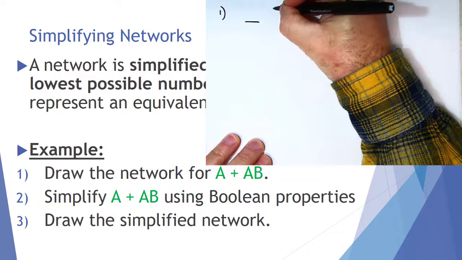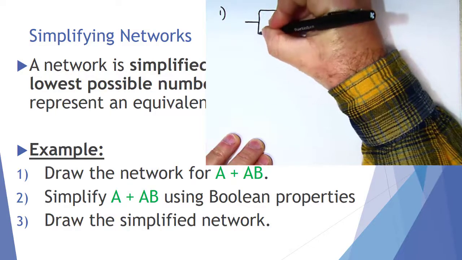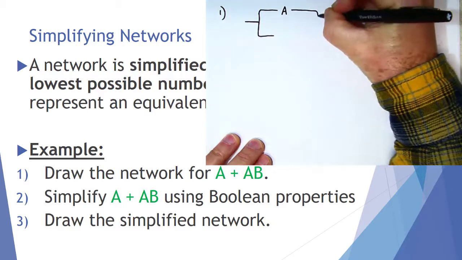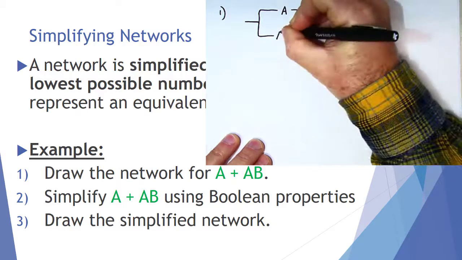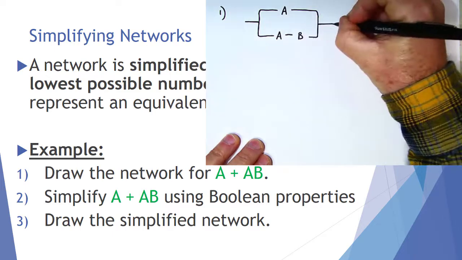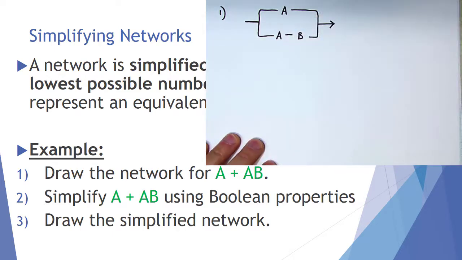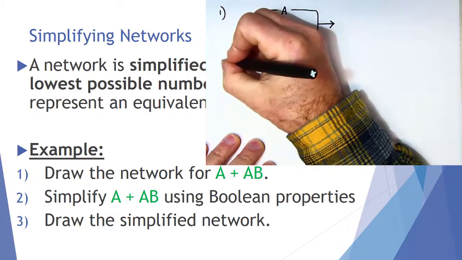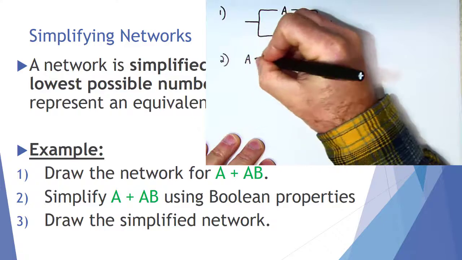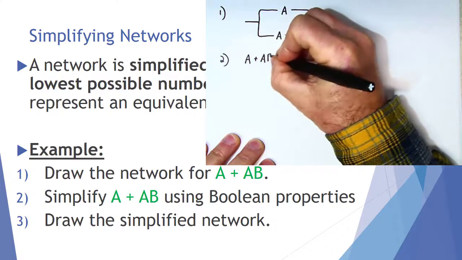A or means that right off the bat we're going to have a parallel switch network here where A is one path and the other path is A times B, that is to say A and B in series. So there's our original network. Step two, we want to simplify this using Boolean algebra. Let's do that. We'll start with A or AB.